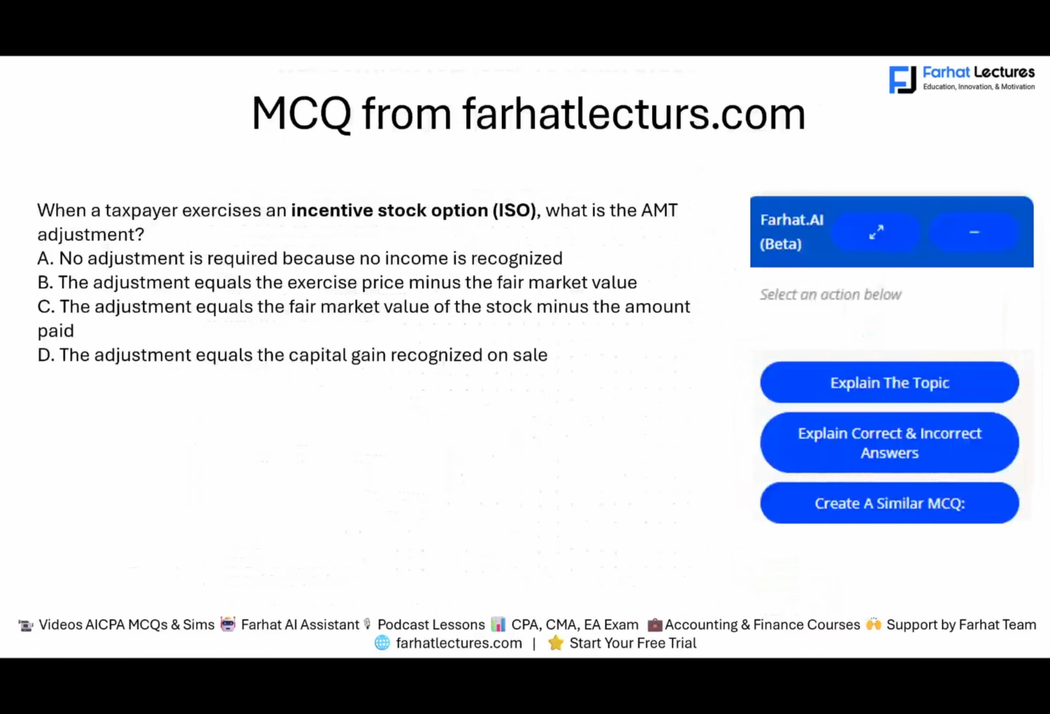Let's take a look at this multiple choice question from farhatlectures.com. When a taxpayer exercises an incentive stock option, ISO, what is the AMT adjustment? Let's see. A, no adjustment is required because no income is recognized. Well, no income is recognized indeed, but that's for what purpose? Regular. For regular purposes, there's no tax if you exercise an incentive stock option and you buy the stock. But the question is about AMT. Be careful. A is out.